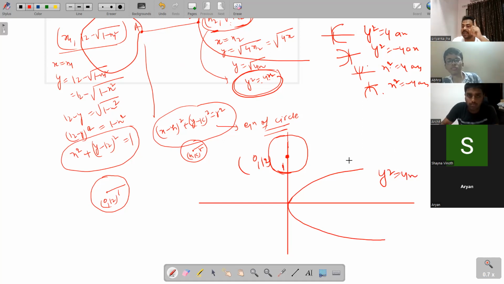Now, we have to find the minimum distance. So it is like minimum distance between 2 curves. So minimum distance between 2 curves always lies along the common normal.